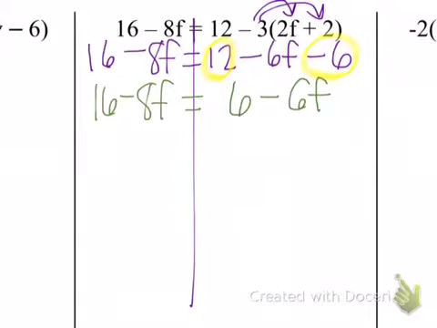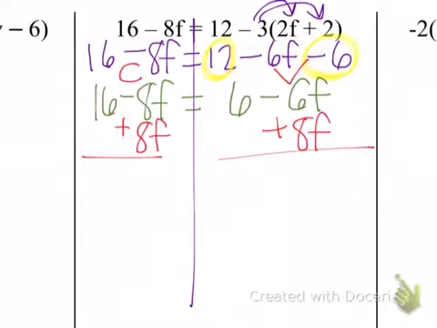So we've got to decide which side our variables should go on, which side our constants should go on. Negative 6 is actually larger than negative 8, so I'm going to say variables on the left, constants on the right. So I need to move this negative 8f. To do that, we're going to add 8f.